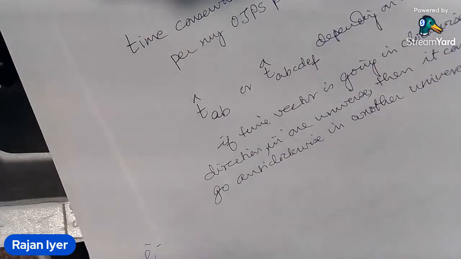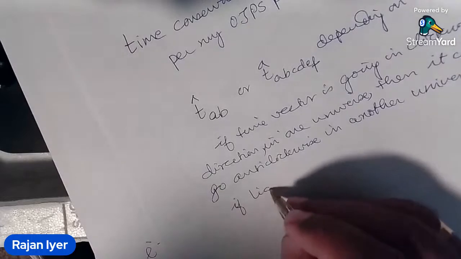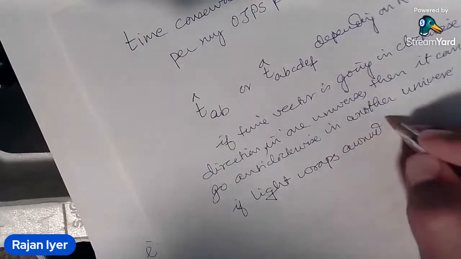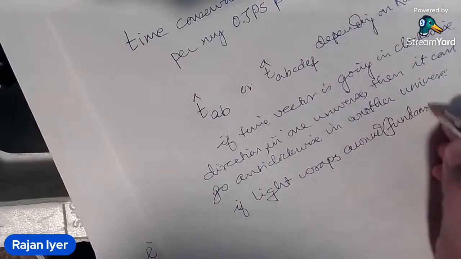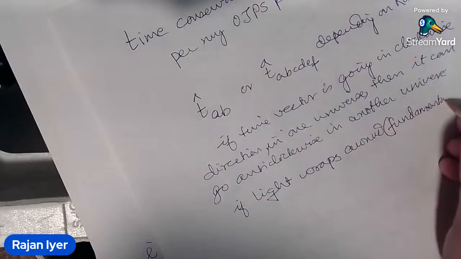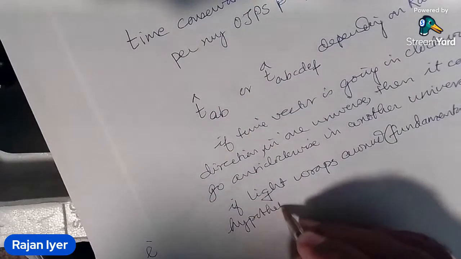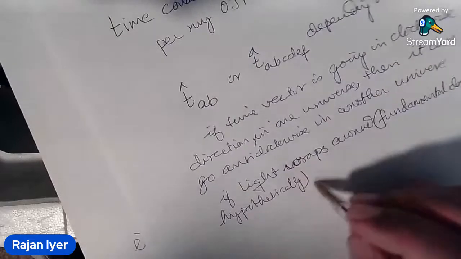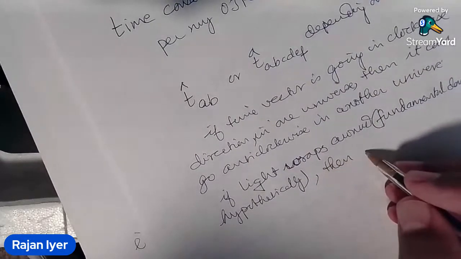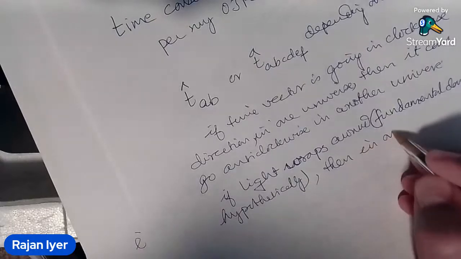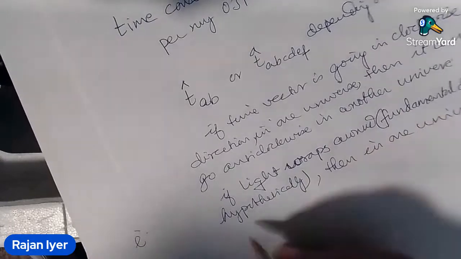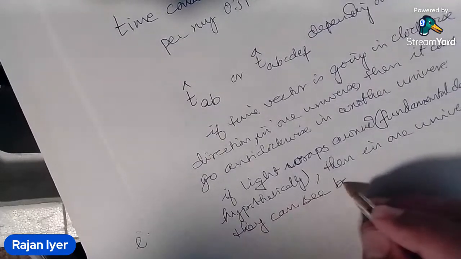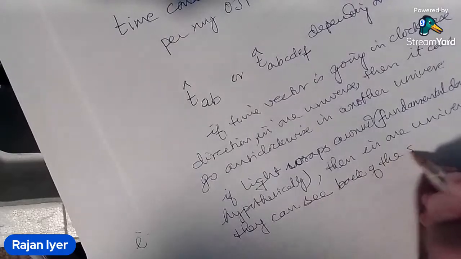So because of that, we say if light wraps around, for example in a fundamental domain, hypothetically, then in one universe they can see the back of the spacecraft.